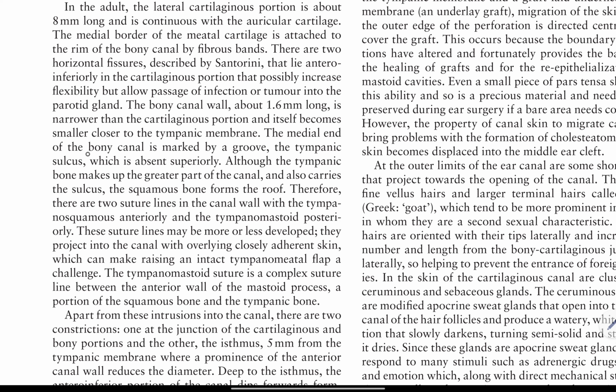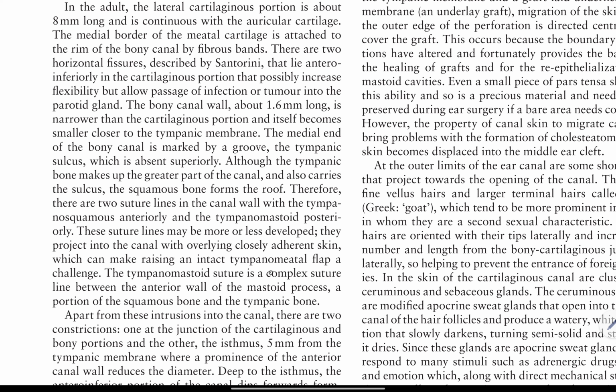The medial end of the bony canal is marked by a groove, the tympanic sulcus, which is absent superiorly. Although the tympanic bone makes up the greatest part of the canal and also carries the sulcus, the squamous part forms the roof. Therefore, there are two suture lines in the canal wall, with the tympanosquamous anteriorly and tympanomastoid posteriorly. These suture lines may be more or less developed. They project into the canal with overlying closely adherent skin, which can make raising an intact tympanomeatal flap a challenge.